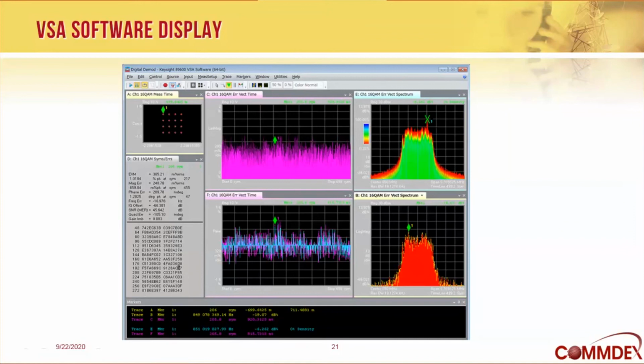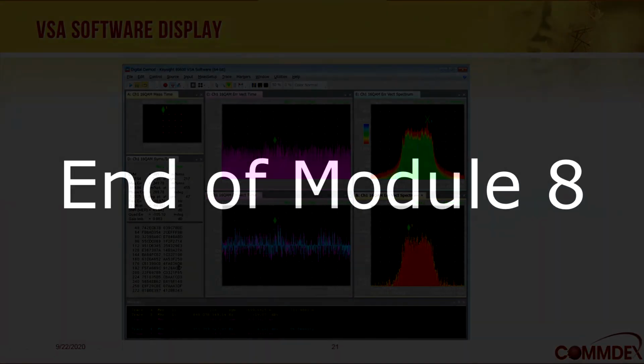Again, this may not be the type of equipment you use in the field, but these are some of the lab grade instruments that can do real detailed signal analysis. And with that, I'm pretty much done with my last slide.